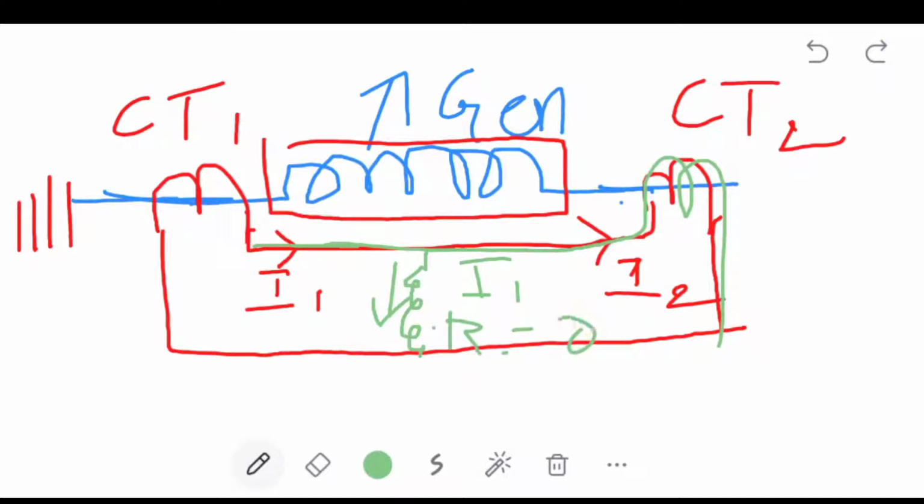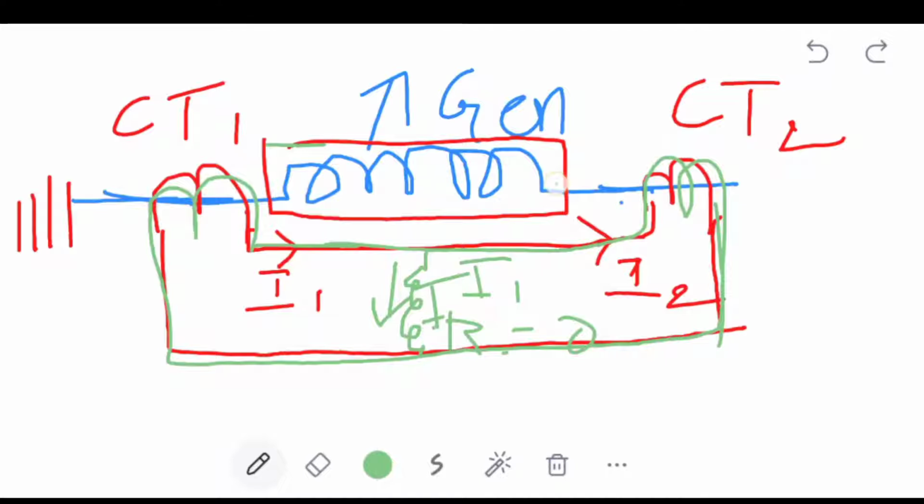Assume that relay current IR equals 0 when I1 equals I2, because if the transformer or generator is working properly, then no current flows through the relay coil, because I1 equals I2, and the entire current passes through again like this. This is under normal operating conditions. Now the two currents of the current transformers become equal.